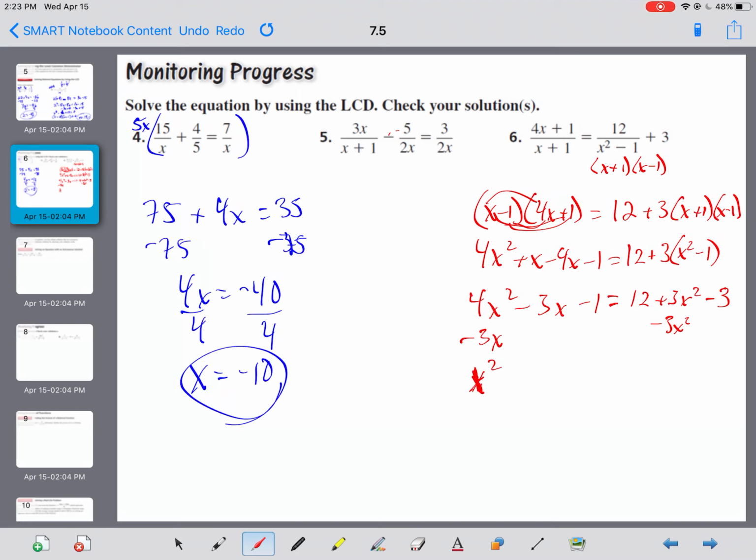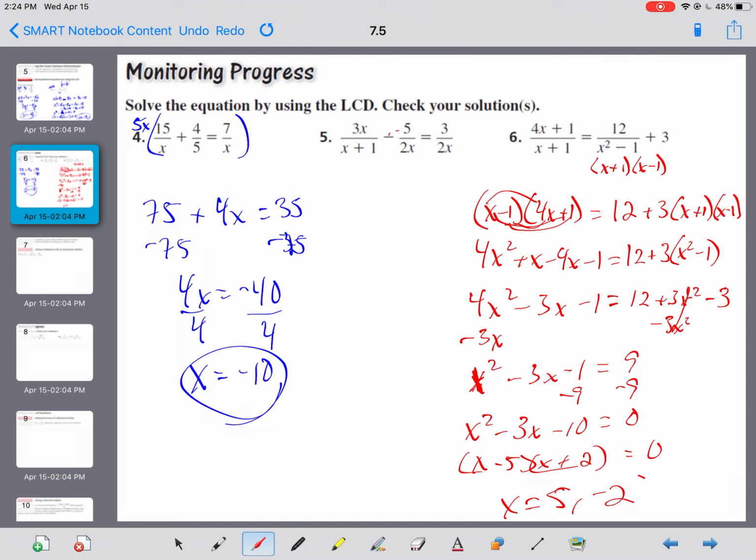And I'm going to move things this way, 3x squared. So that becomes, ooh, that was weird, just an x squared. Minus 3x minus 1 equals... 12 minus 3 is 9, so I'm going to subtract 9. So x squared minus 3x minus 10 equals 0. And we're going to try to factor it. Factors of 10 that subtract to 3 are 5 times 2. It needs to be negative. So x equals 5 or negative 2.